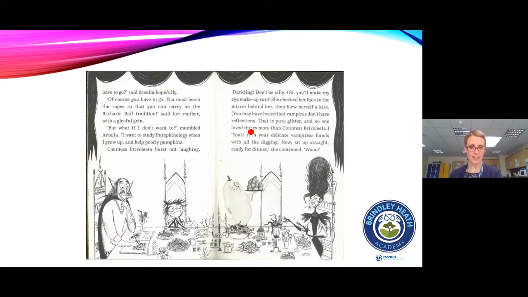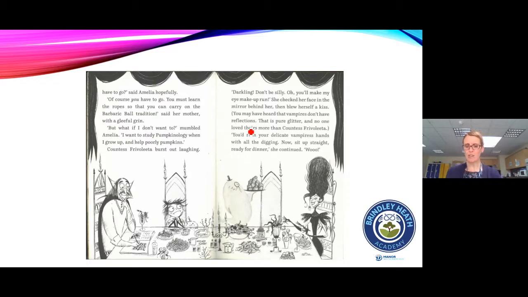Oh, so there's a little clue. So she has delicate vampiress hands. Delicate means fine and perhaps a bit fragile, need to be protected with all the digging. So perhaps we could say from that that Amelia loves being outdoors. She's a bit of an outdoorsy girl, likes digging in the garden, playing in the vegetable patch perhaps.